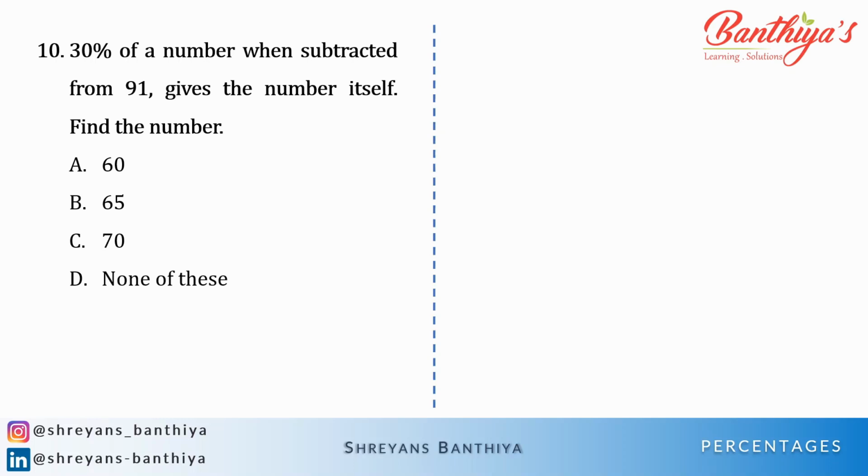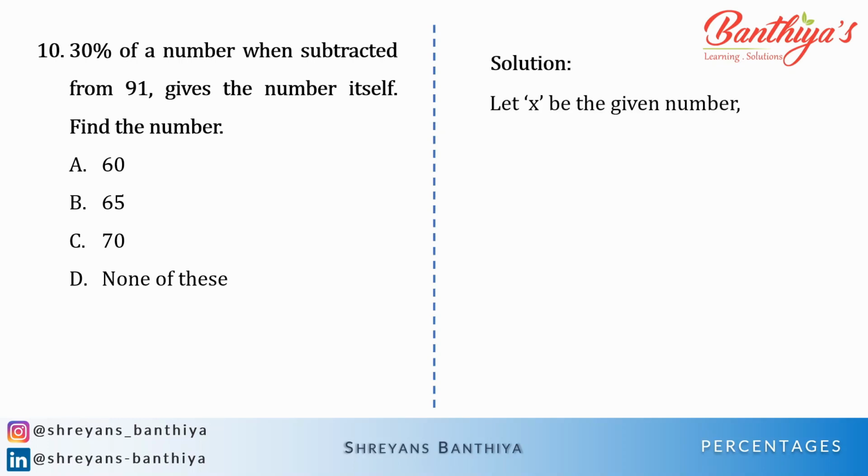30% of a number when subtracted from 91 gives the number itself. Find the number. Now, why did I put this question in the moderate section is many of you are unable to form such simple equations, and that is the most basic thing. But let's see how to form this equation.